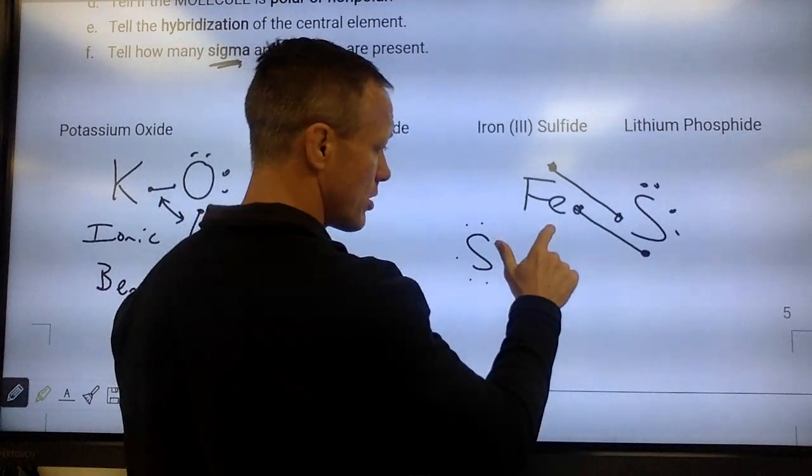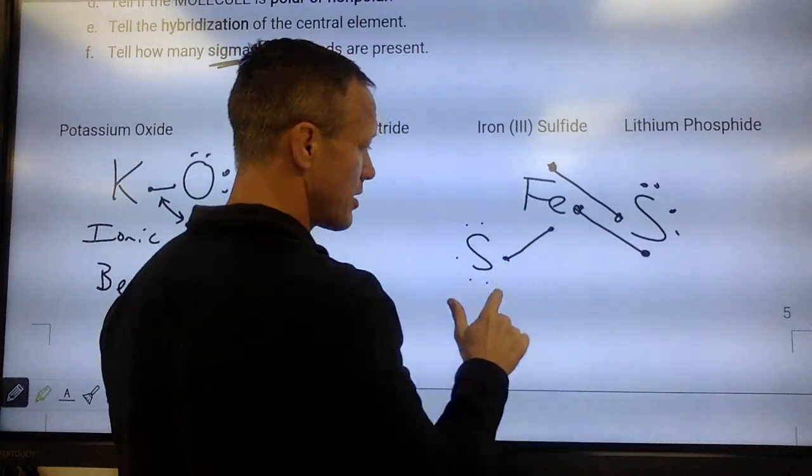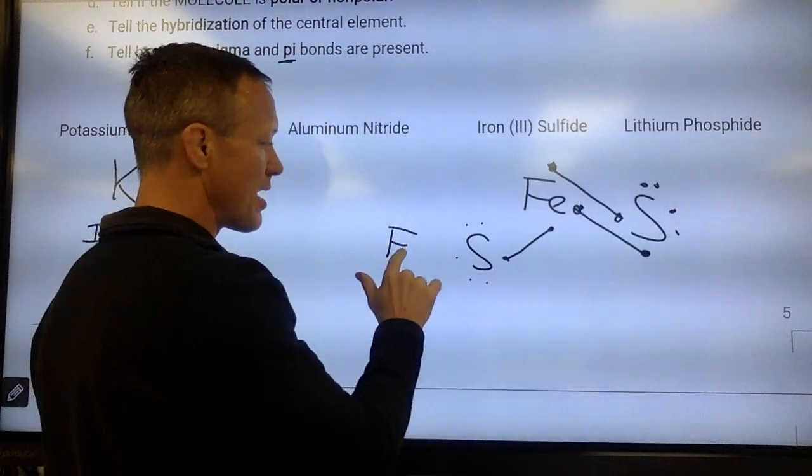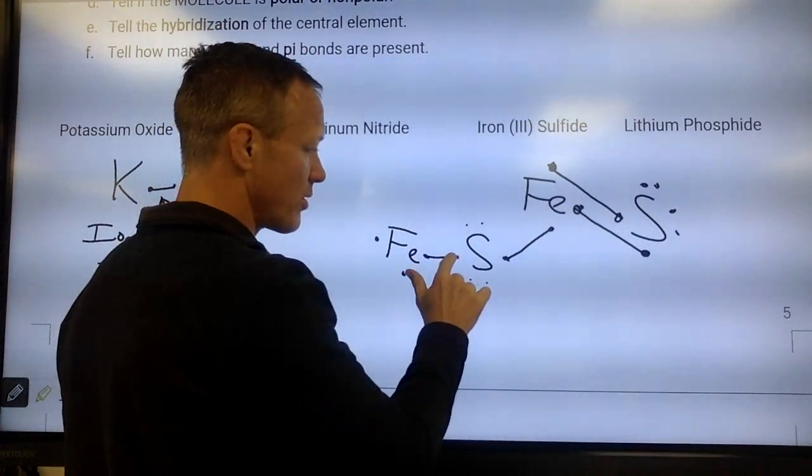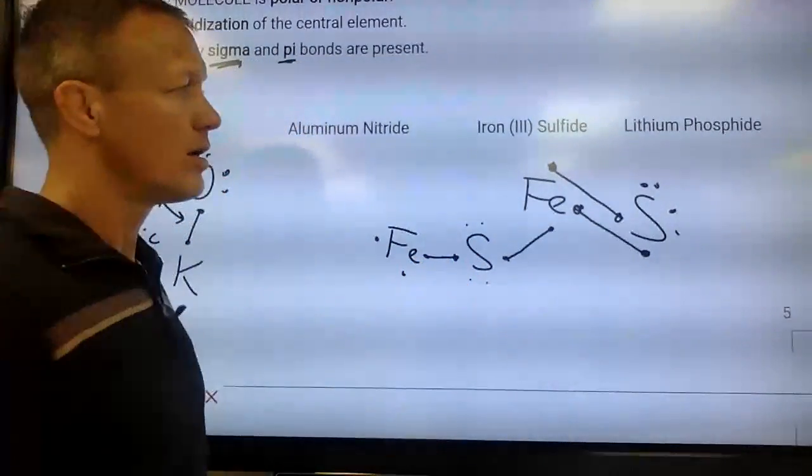This sulfur can take that electron. It still needs to gain 1 more, so put in another iron, which has 3 valence electrons. Iron can give sulfur 1 there. So our sulfur has gained.